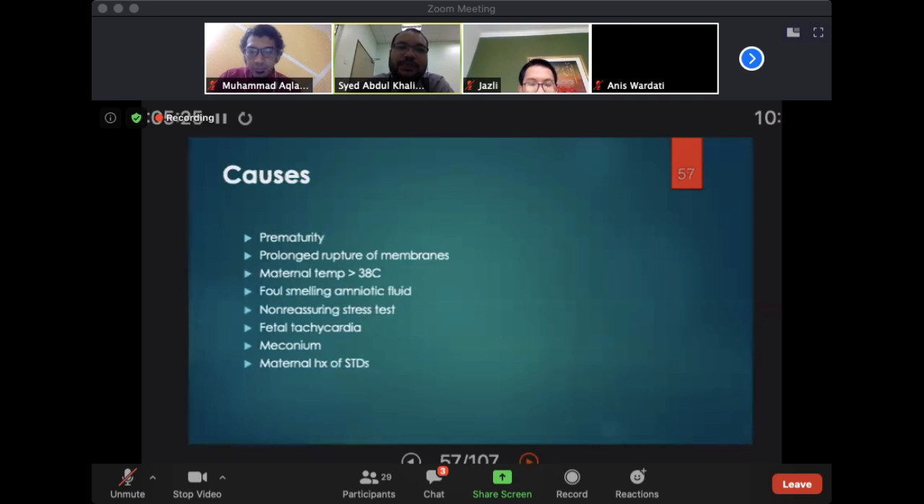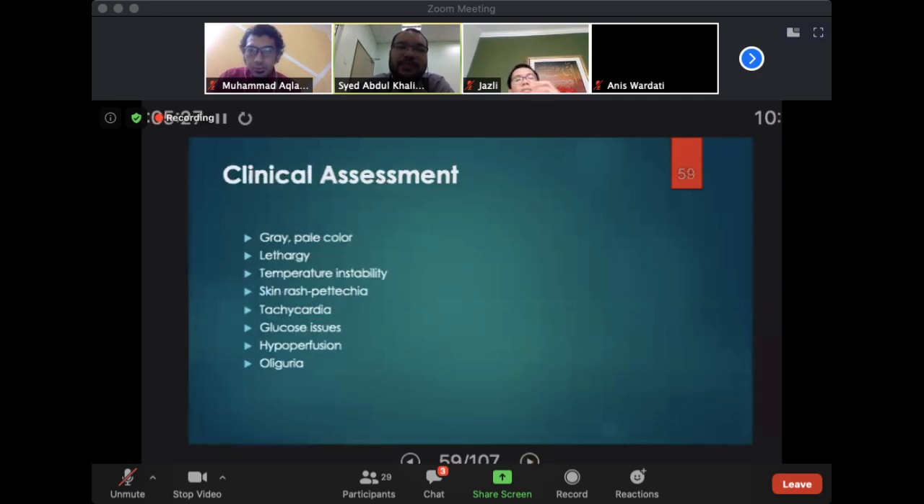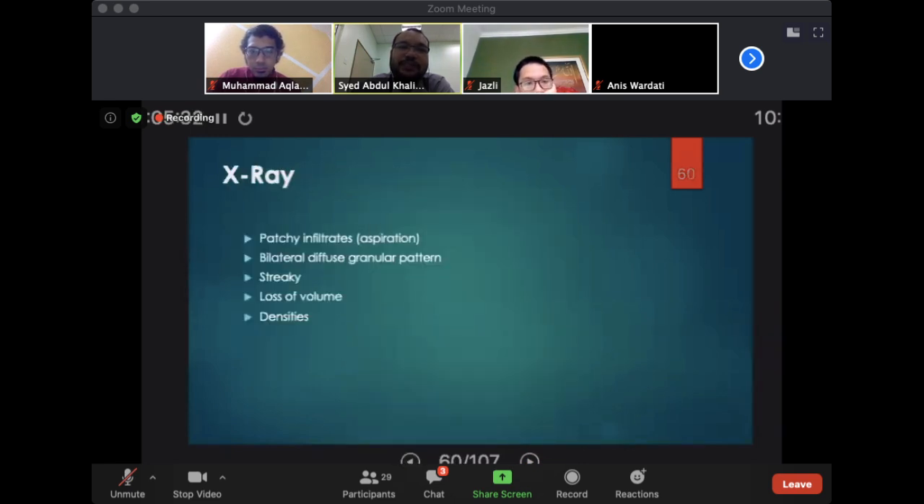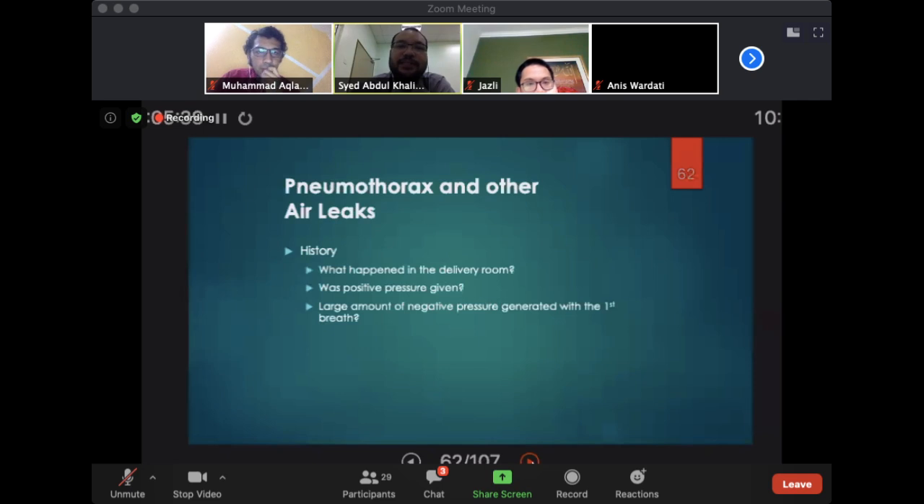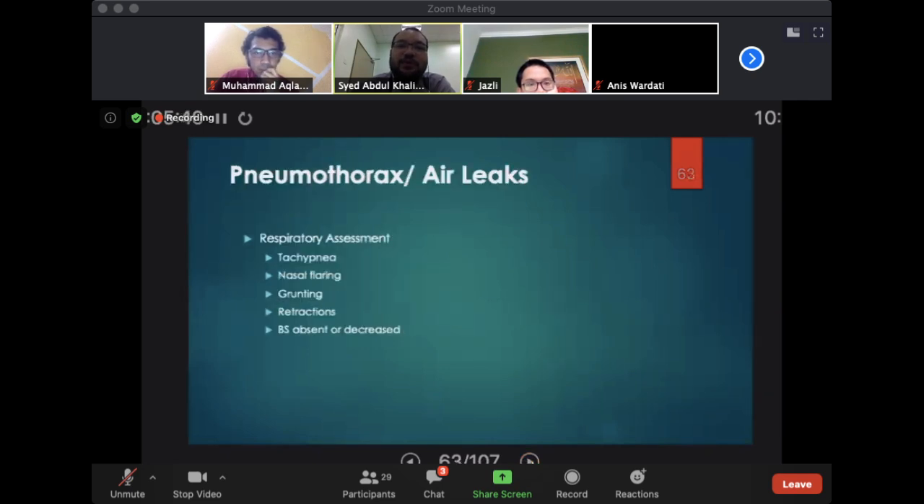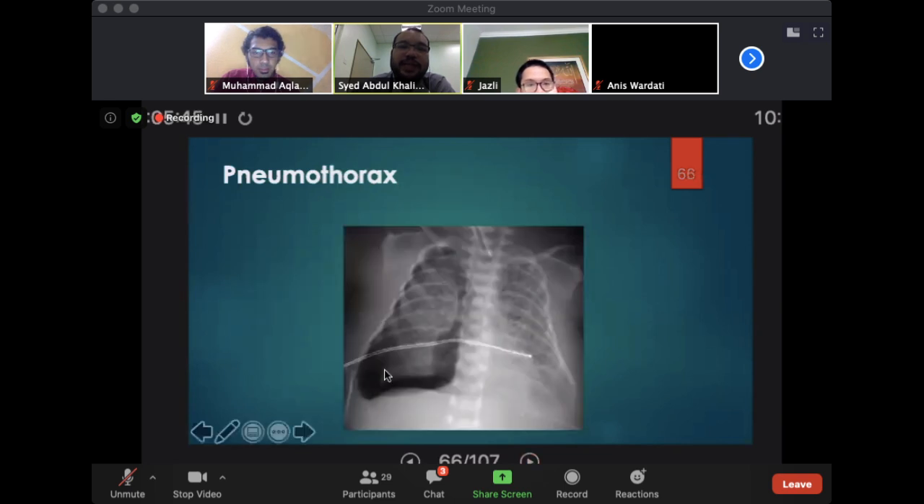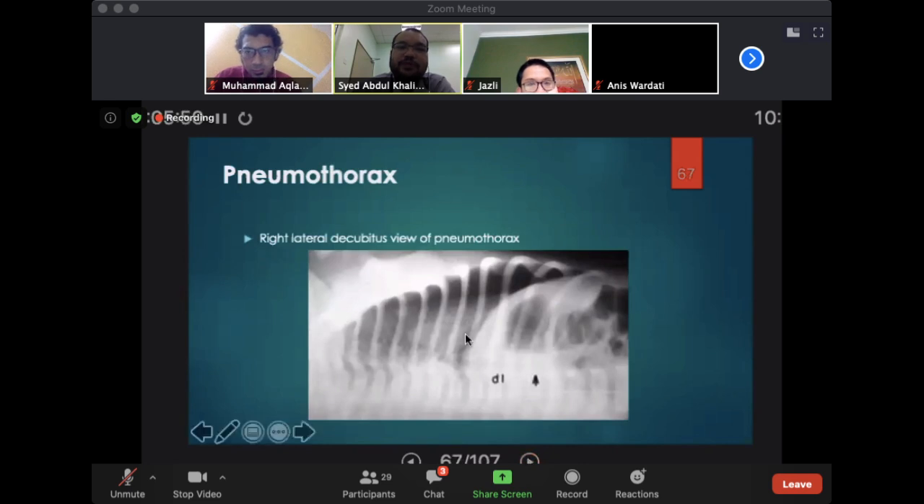Okay, causes as mentioned before, assessment as this, X-ray, you can see patchy consolidation, you can see some diffuse granular pattern, you can see consolidation punya pattern lah. These are some X-rays. Air leaks, pneumothorax, so you need to know as well. So this is another X-ray of a pneumothorax. If you do lateral decubitus, you can see this is the lung field, this hyperlucent area is where your pneumothorax is.